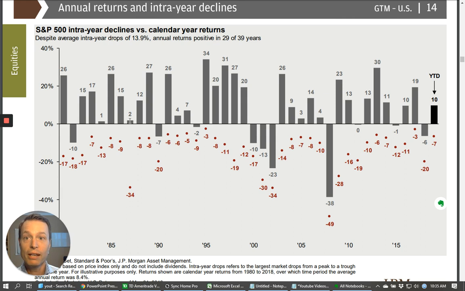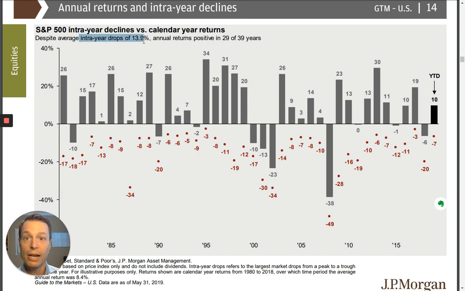So in any one given year, what they're saying is that we can expect an intra-year drop on average of 13.9%. So right now, we've only fallen 7% for the year. So, we're doing better than average so far this year. So always expect a negative return at some point during the year, but then of course we expect a positive return, on average over time for the years when you look at them on a cumulative basis.